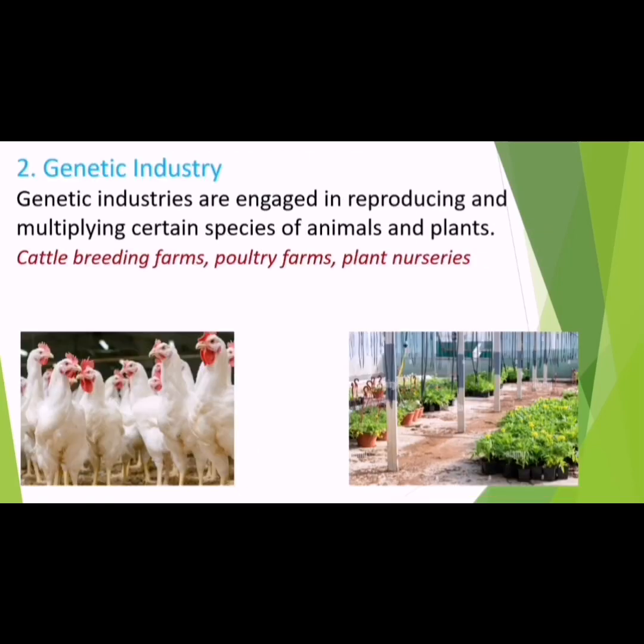Next primary industry on your screen, that is genetic industry. This is that industry which is engaged in reproducing and multiplying certain species of animals and plants. Examples are poultry farms, plant nurseries, cattle breeding farms as well. So again, you can see this industry just provides raw material to the secondary industry for use.